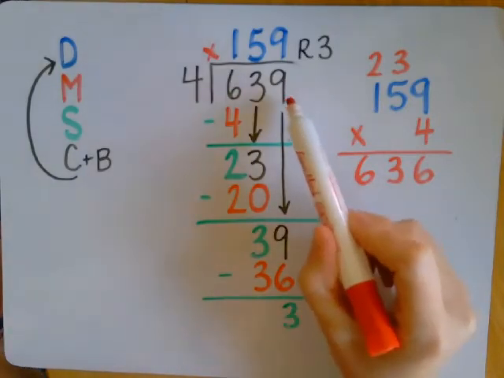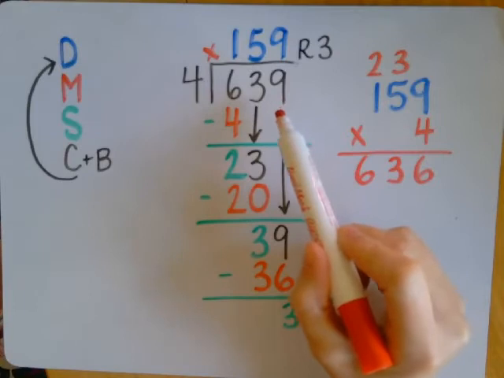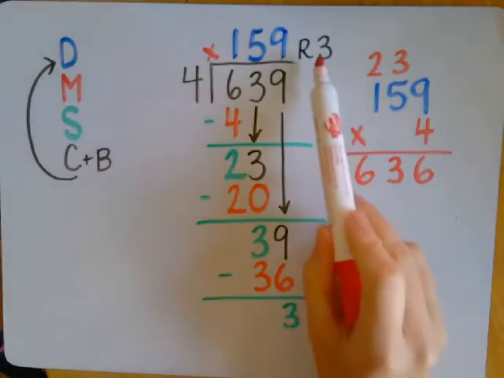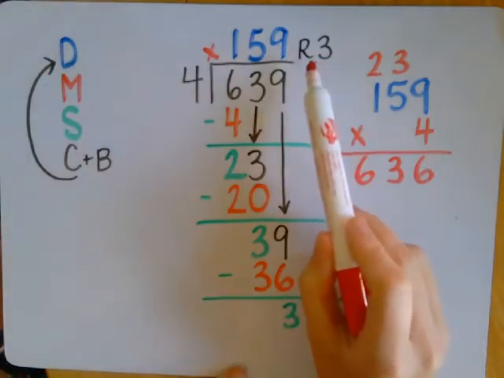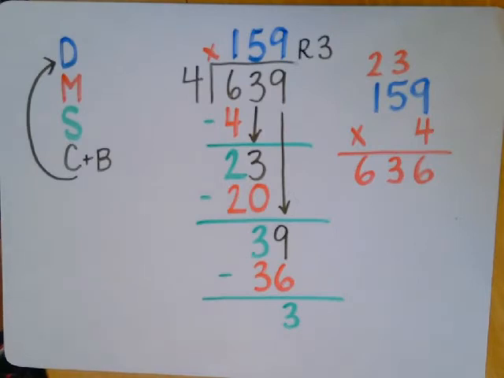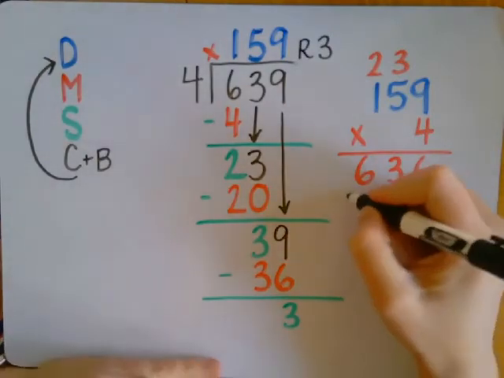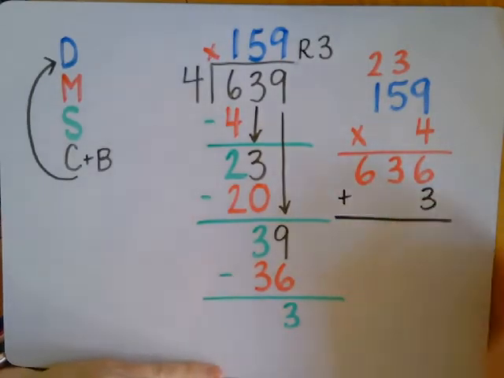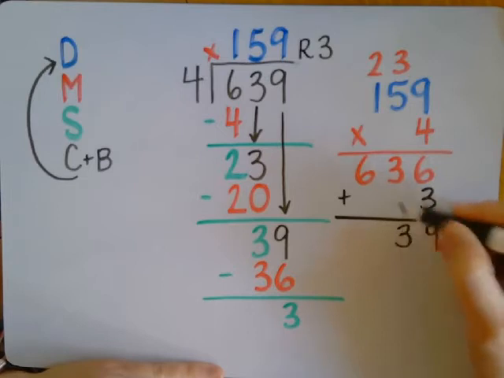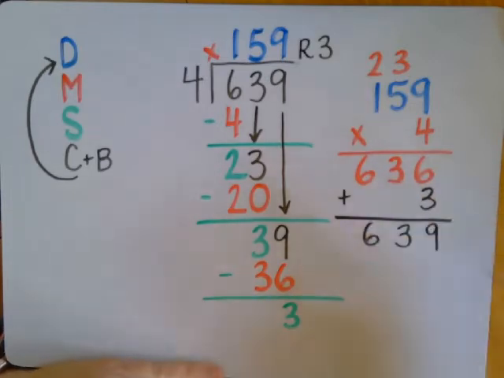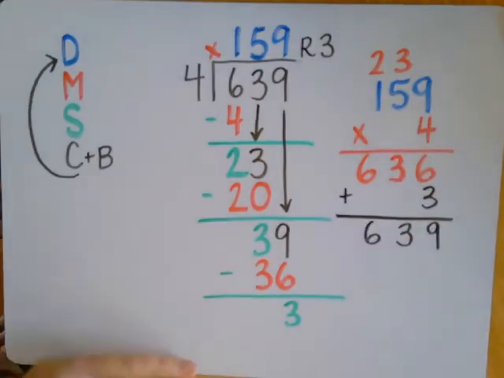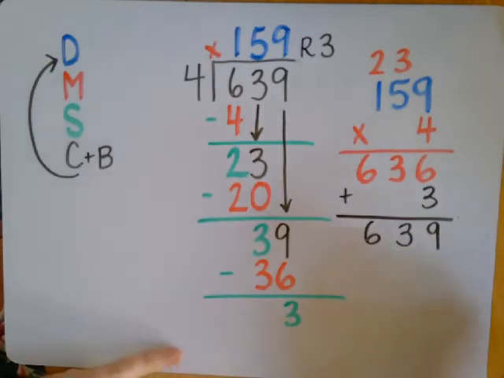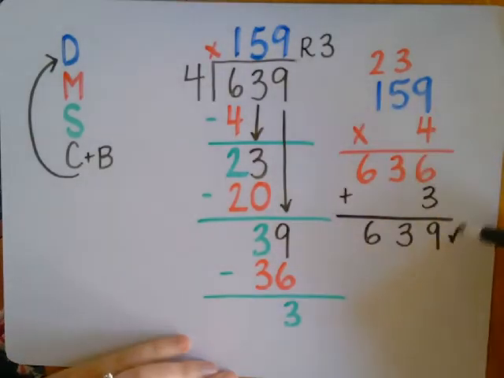We started with 639, but we cannot forget about the remainder 3. That's still part of our answer, so if we're checking our work, I need to add that 3. 6 plus 3 is 9, 3 plus nothing is 3, 6 plus nothing is still 6. So that matches now. I have 639, 639.